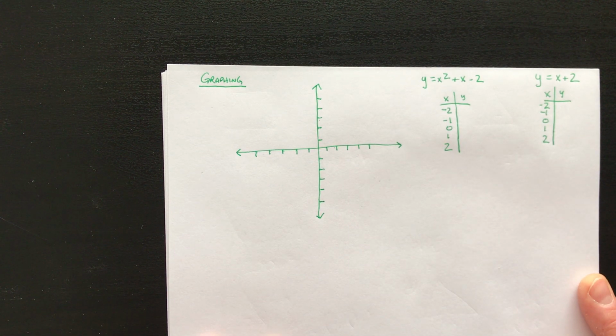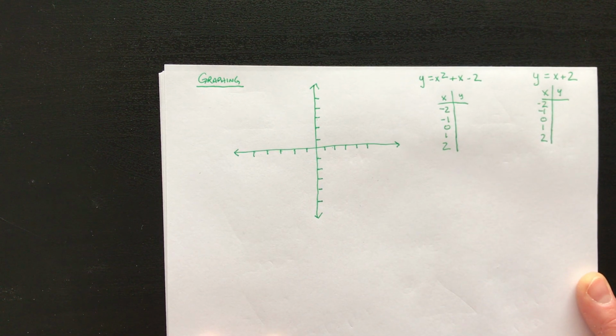All right, Honors Algebra 1 class. We are doing section 9.8, Systems of Linear and Quadratic Equations. And there's basically 4 different ways that you can solve these problems.